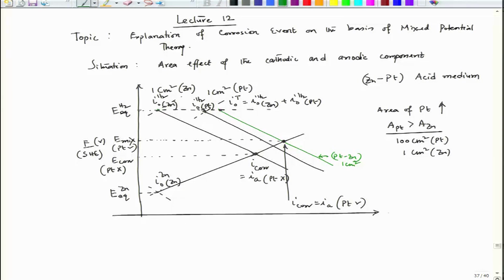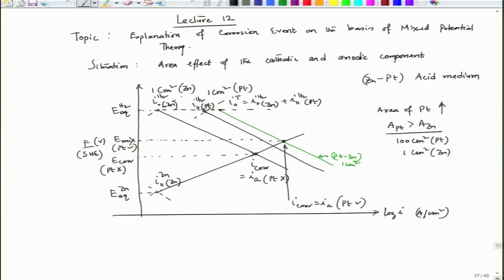So, this is the log I scale, this is the log I, which is ampere per centimeter square. Now, if the platinum surface is not changed, it remains same, the solution remains same, all the conditions remain same, only the change is the area of the platinum. So, if the area of the platinum increases, would we think that the exchange current density of hydrogen evolution on the platinum would change? No, it will not change, it will remain same.